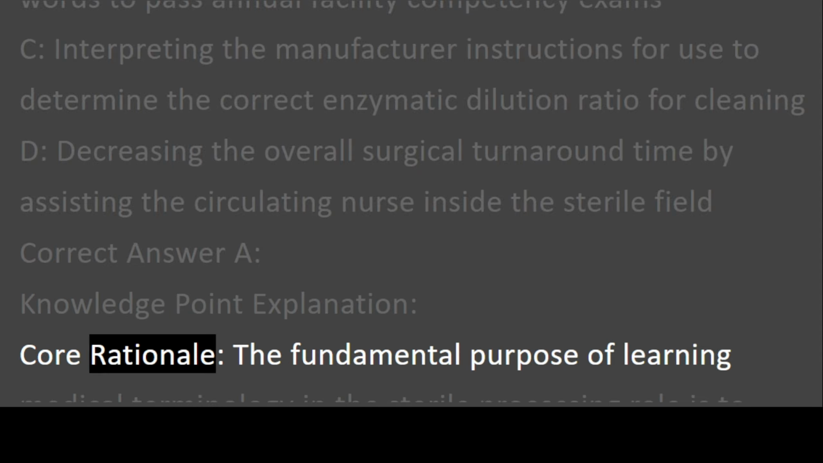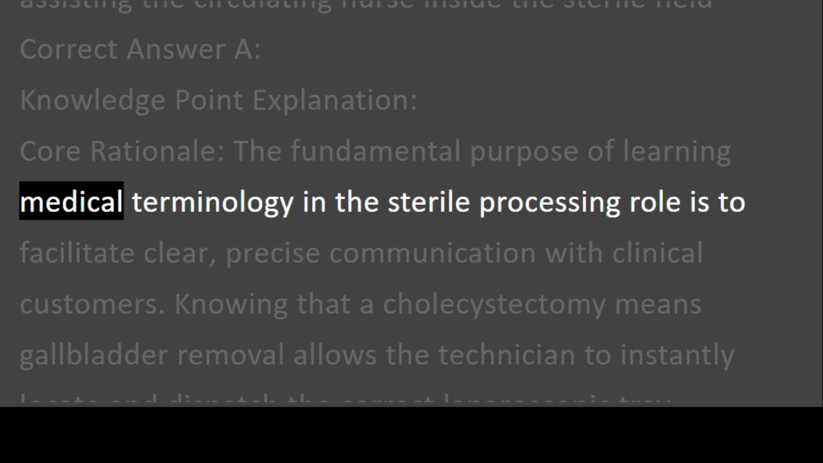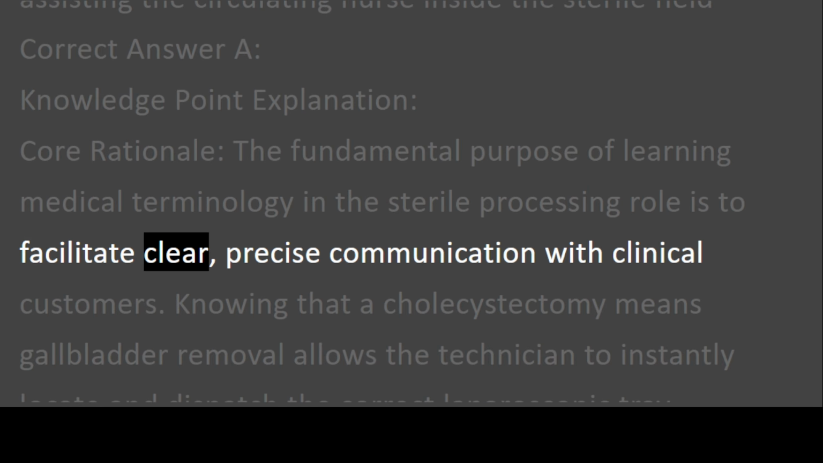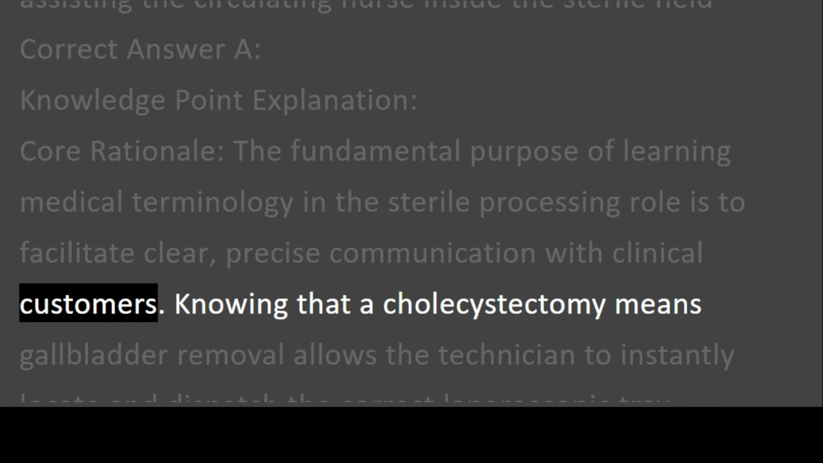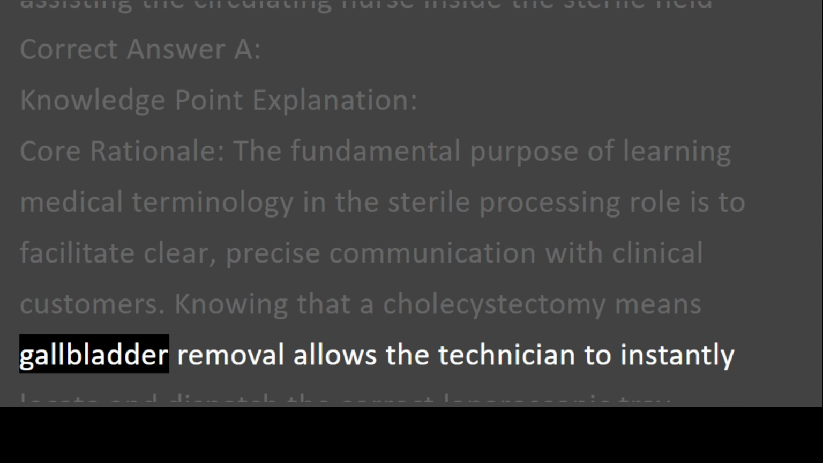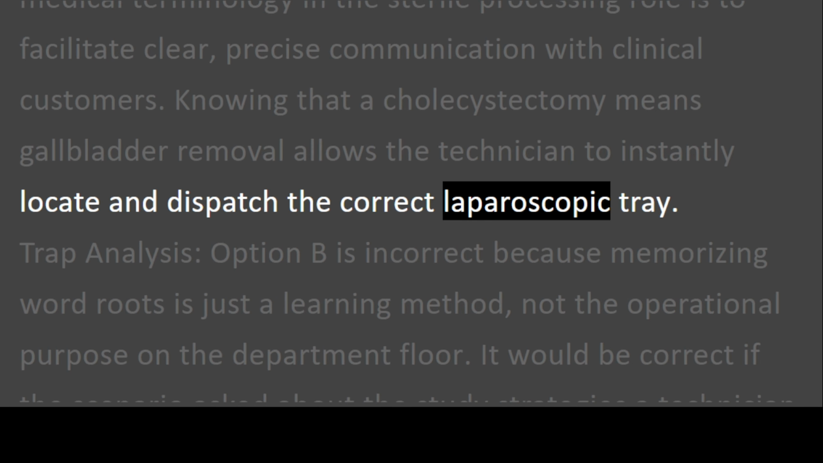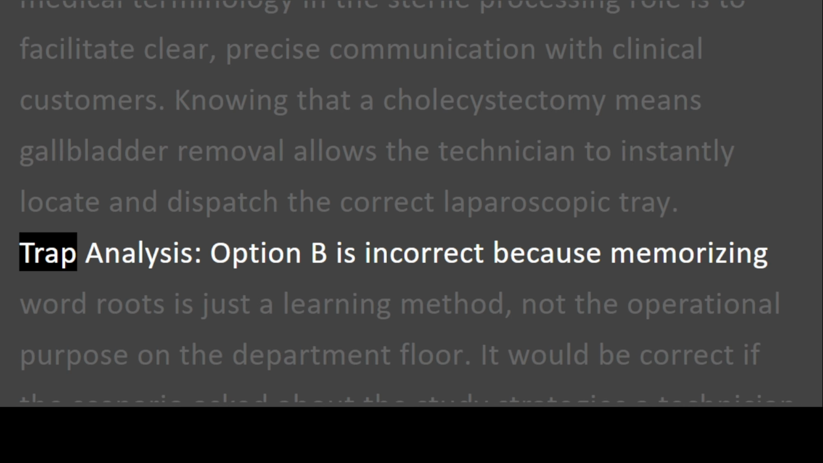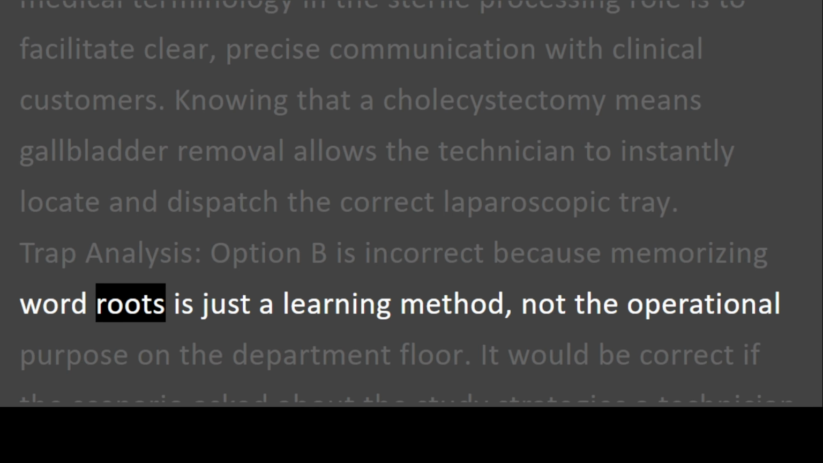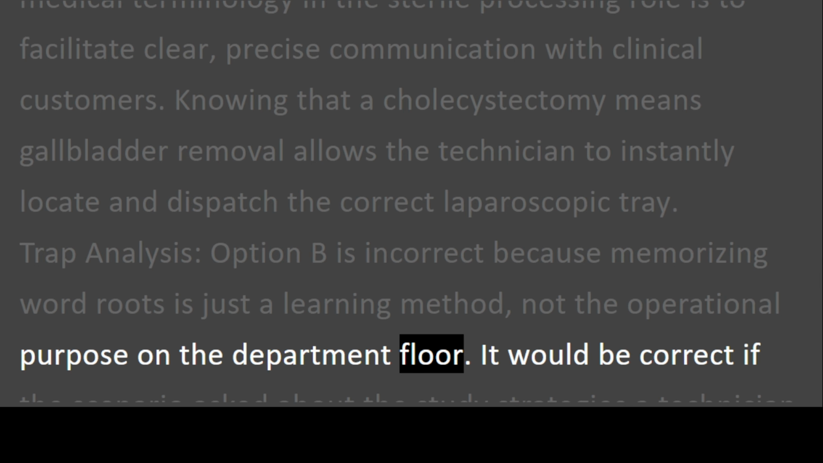Core rationale. The fundamental purpose of learning medical terminology in the sterile processing role is to facilitate clear, precise communication with clinical customers. Knowing that a cholecystectomy means gallbladder removal allows the technician to instantly locate and dispatch the correct laparoscopic tray. Trap analysis. Option B is incorrect because memorizing word roots is just a learning method, not the operational purpose on the department floor.